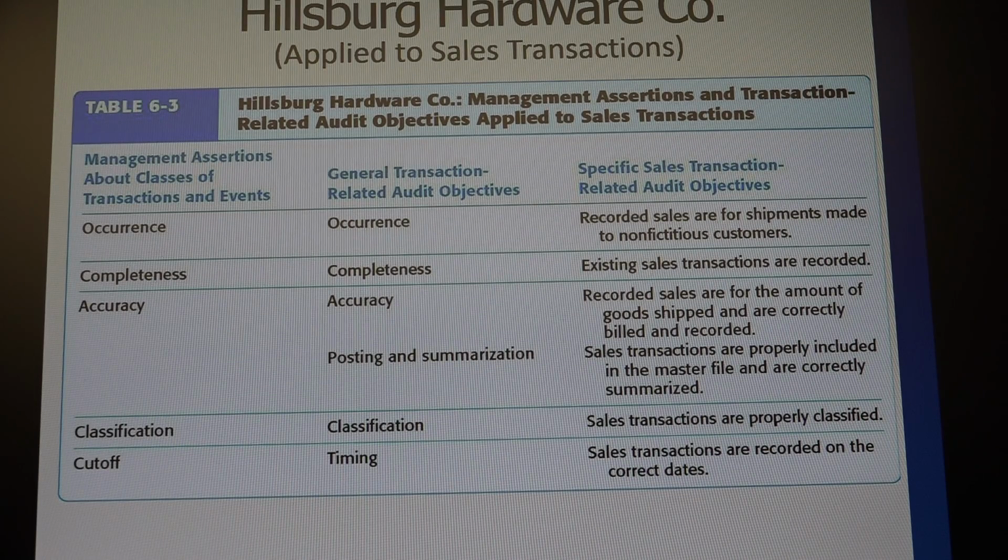And so notice how we go from management's assertions about classes of transactions and events, and then we have our general transaction-related audit objectives per PCAOB and the AICPA as well. And then you have your specific transaction-related audit objectives, in this case, in this example, related to sales transactions. So it all fits together. It goes from management's assertions on the left to our general audit objectives to taking those general audit objectives and relating them specifically, in this case, to sales transaction-related audit objectives.